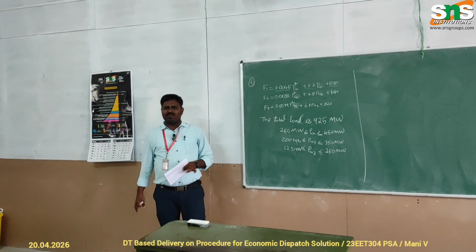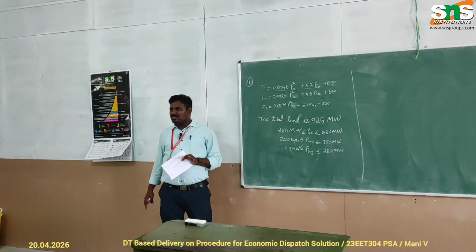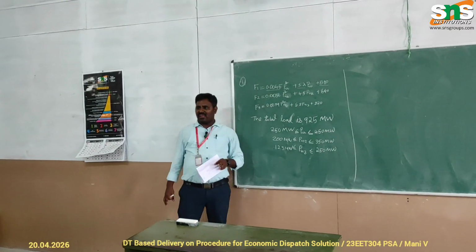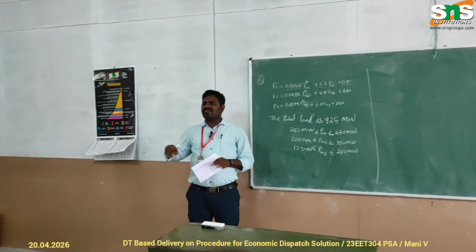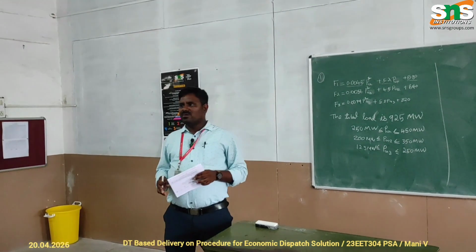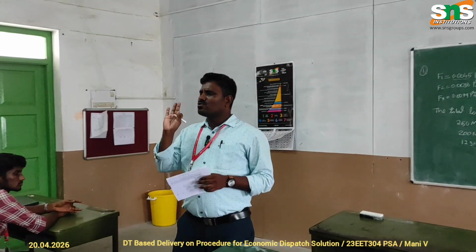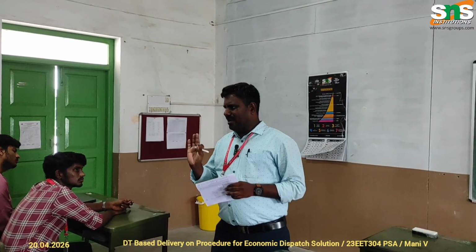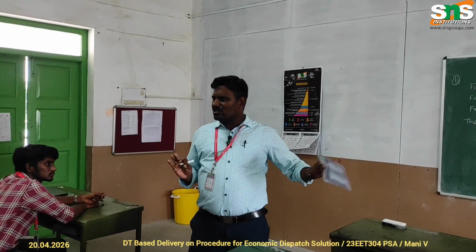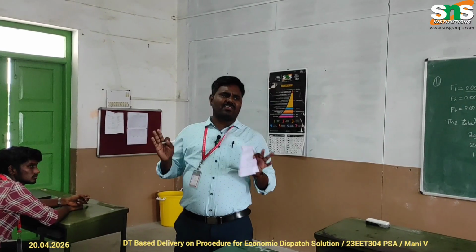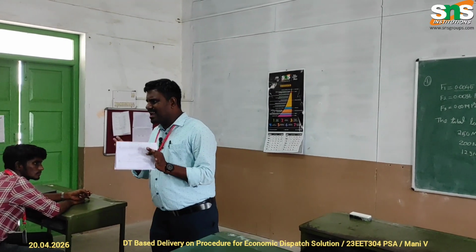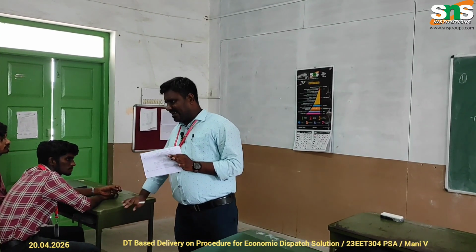If all the values of PG1, PG2, PG3 are satisfactory, if they are within the limit, then we can move into the next step. In the third step, we have to check the operating limit. We have to check the given operating limit. If everything is okay and it is operating within the limit, then we can move into the next step.